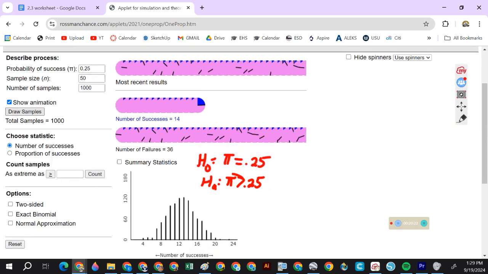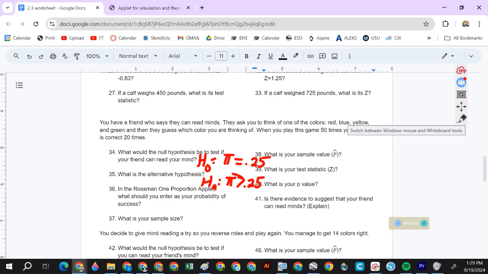All right. Now the next question asks, what is our sample value? 20. So this is 20. What is our z-score? Well, in order to calculate the z-score, I need the average and the standard deviation. I know the average. It's 20 out of 50, which is 0.4, right? So what is my standard deviation?